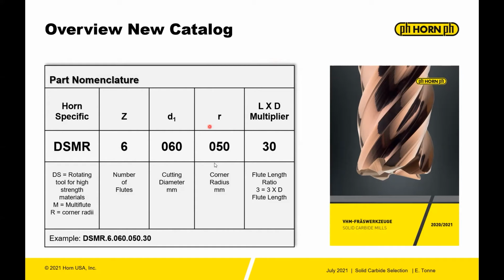The next is the radius. That's the corner radius. Then you have a length and diameter multiplier. So this is a 3 times D on the flute length. Fairly easy to follow. All of these products can be found in our new solid carbide mills 2020-2021 catalog.